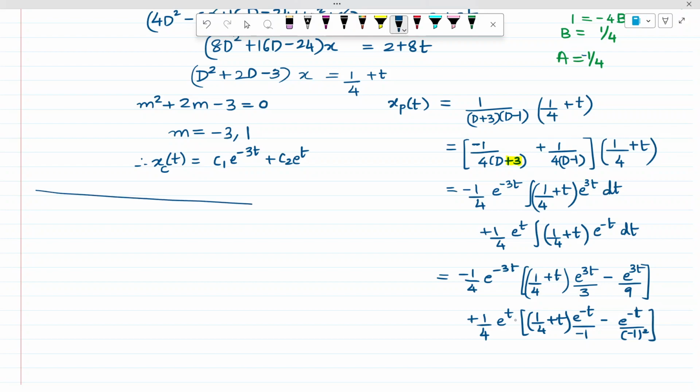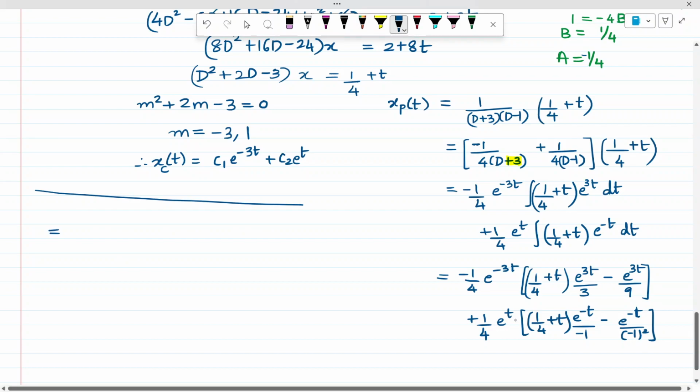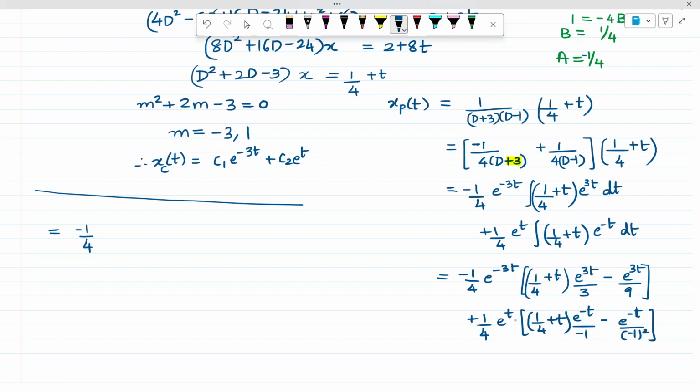So I'll continue this side. I am left with now minus 1 by 4. Let's push this e raised to minus 3t inside. That gives me 1 by 4 plus t only remaining, because e raised to minus 3t and e raised to plus 3t will get cancelled, and I'll be left with 1 by 3. And again, the next term will give me a minus 1 by 9. Plus 1 by 4, again we'll push this e raised to t inside. We will be left with 1 upon 4 plus t with a negative sign because of the minus 1 in the denominator. And the second term leaves us a minus 1.